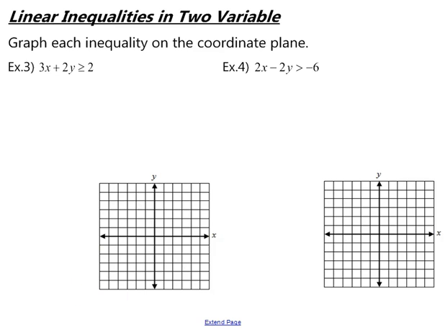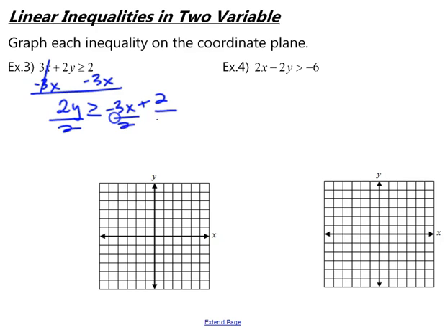So now we want to graph inequalities in two variables on the coordinate plane. So we're going to take the inequality and we need to change it into slope-intercept form. So we subtract 3x from both sides. We have 2y is greater than or equal to negative 3x plus 2. And then we want to divide both sides by 2. So we have y is greater than or equal to negative 3/2 x plus 1.